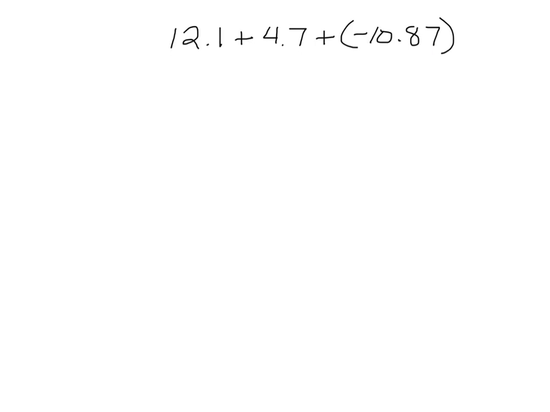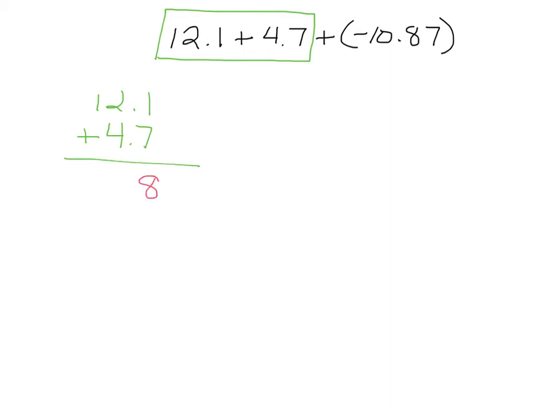Okay, we have one more problem here. So with 3 numbers, just like we did with fractions, we're going to focus on the 2 on the left. They're both positive, so that's easy. We're going to just say 12.1 plus 4.7. We align the decimals up. So that's an 8, decimal, 6, and 1. So we have 16.8.